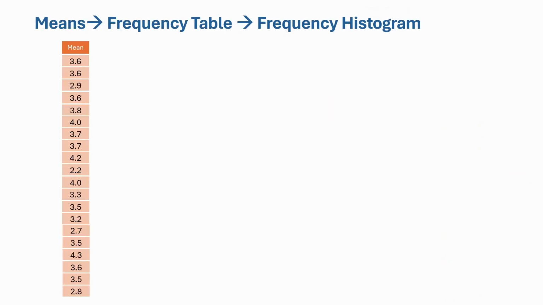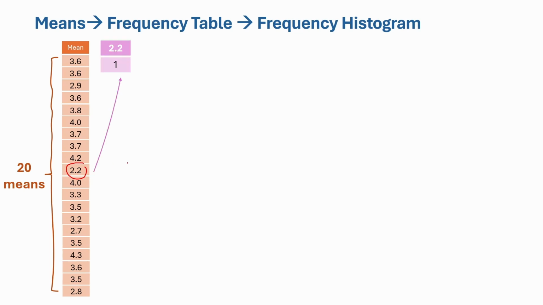After getting these 20 means, we can create a frequency table. The basic idea is that we start with the smallest number. The smallest number is 2.2, and the frequency is 1 because we only got one 2.2. So we can say that 2.2 is 1. And next, we are going to look at another number, which is 2.7. So 2.7 also only has 1. So this is 1 here.